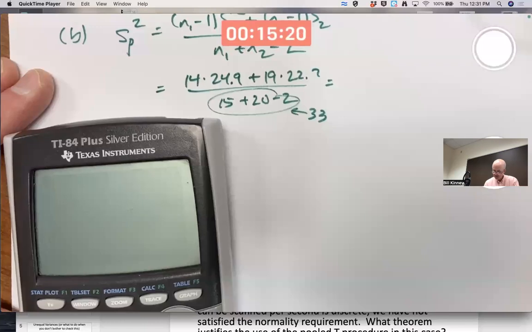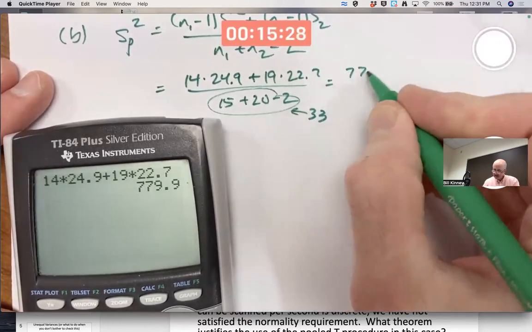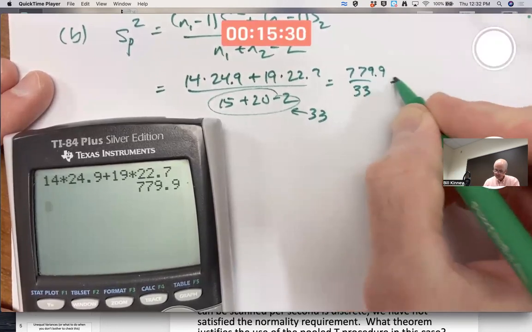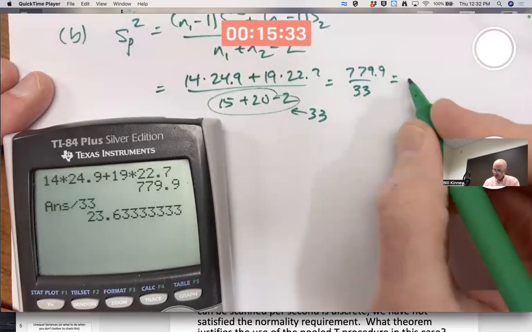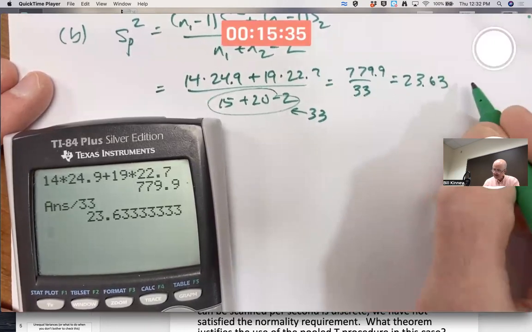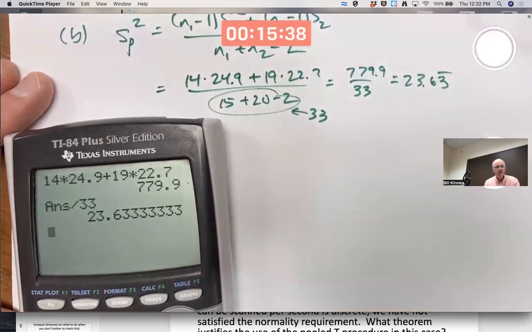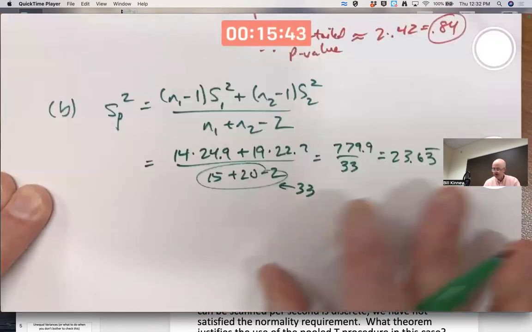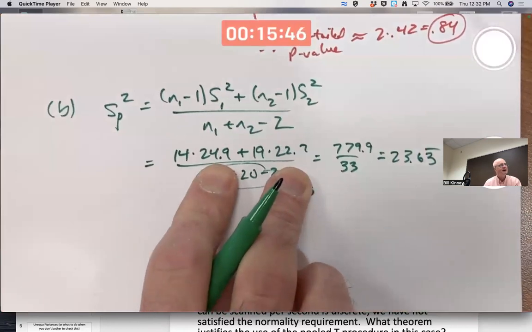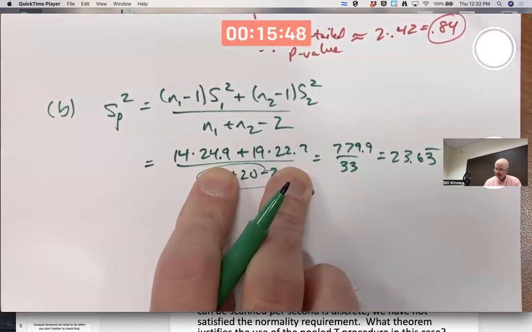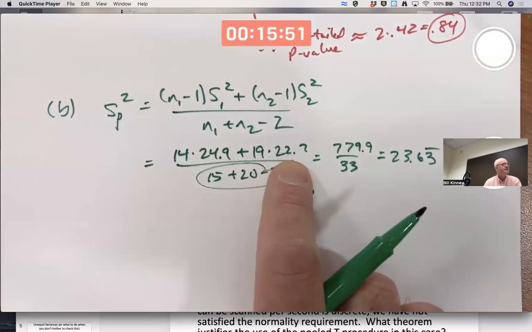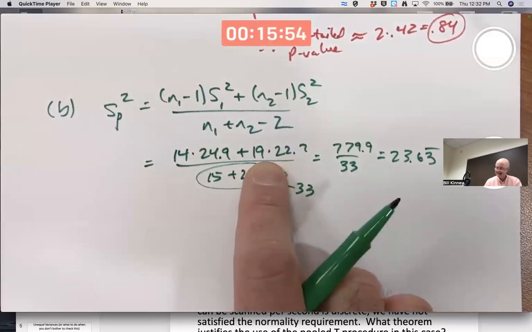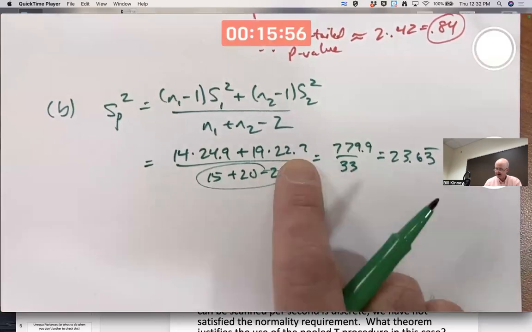Compute this now. 14 times 24.9 plus 19 times 22.7. 779.9 divided by 33. 23.63, repeating, for the pooled variance. It is in between the other two variances. It is sort of a weighted average of those two, with more weight being given to the smaller one in this case, because that goes with the bigger sample size. That number is a little bit closer to this number than it is to that number.